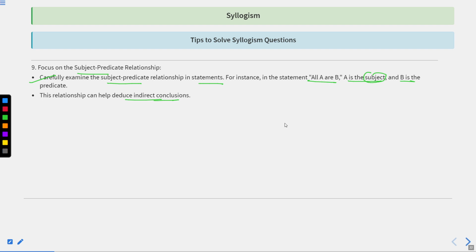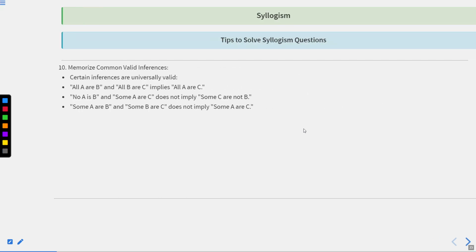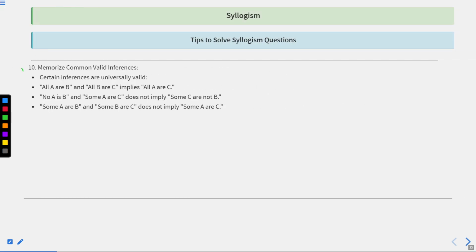Whenever you are going to draw the Venn diagram, you should first draw the subject. सबसे पहले आप subject को draw करेंगे, and after drawing the subject, you will draw the predicate, so that in the analysis, when you draw the Venn diagram, it doesn't create a false impression or a wrong diagram. Okay, now memorize common valid inferences.